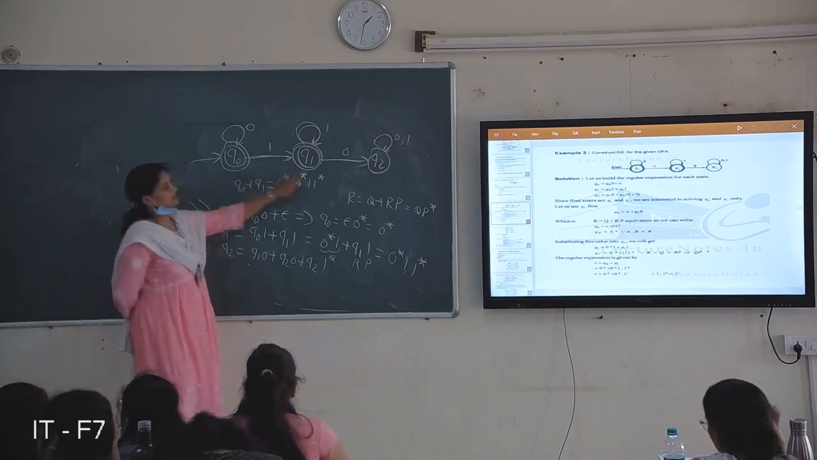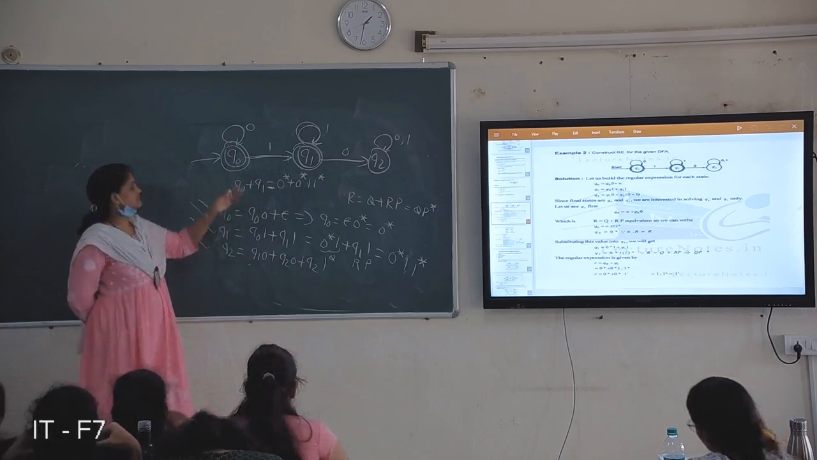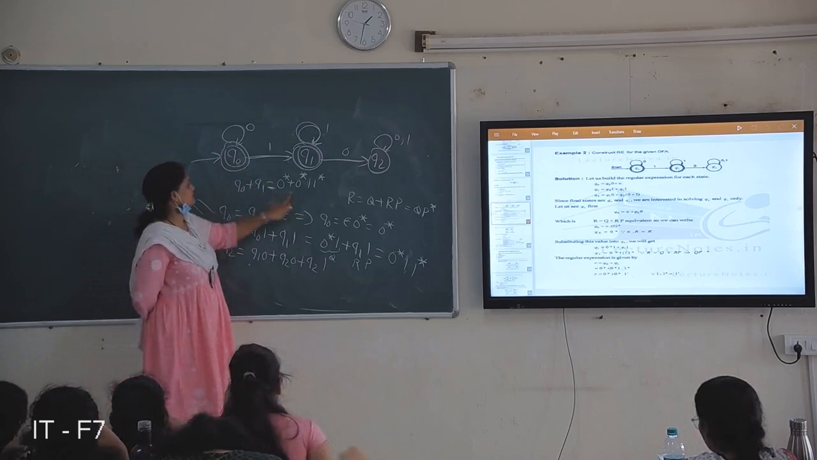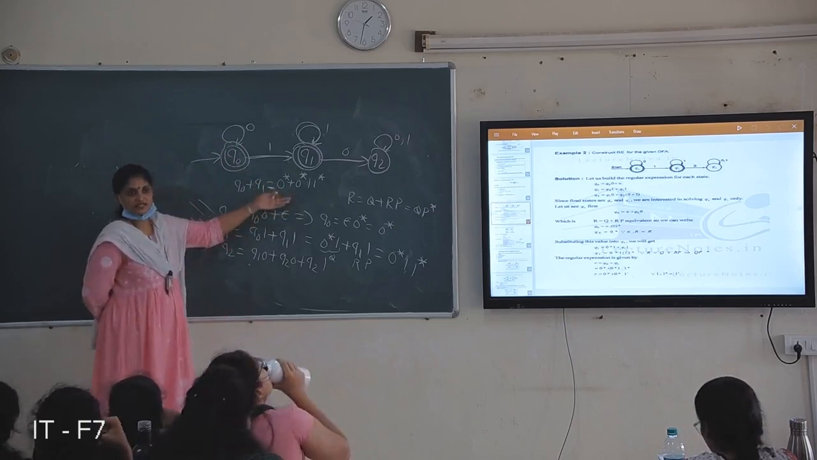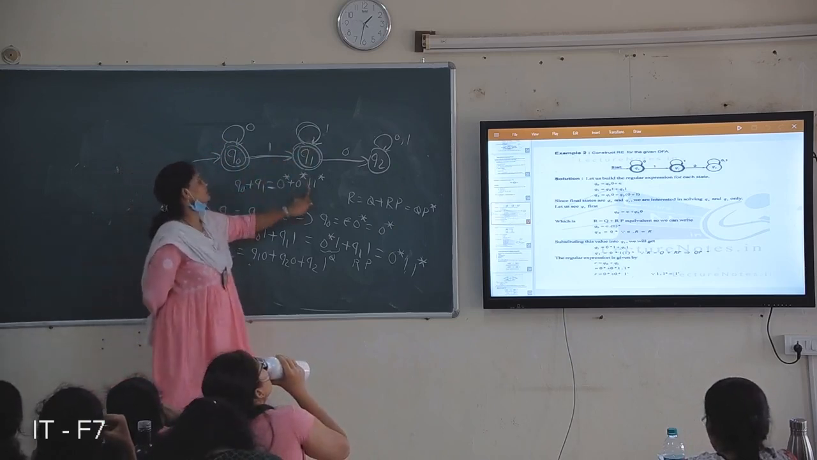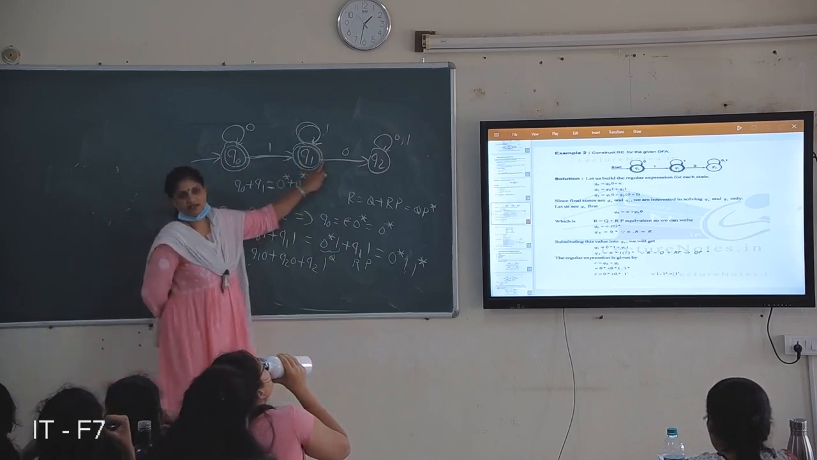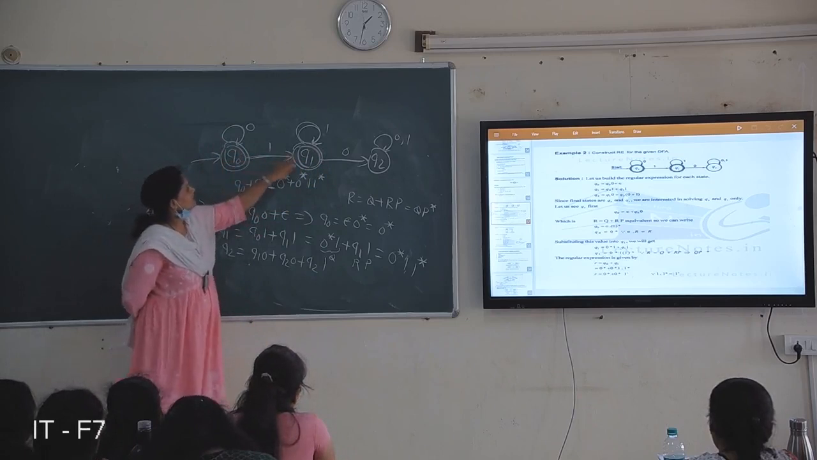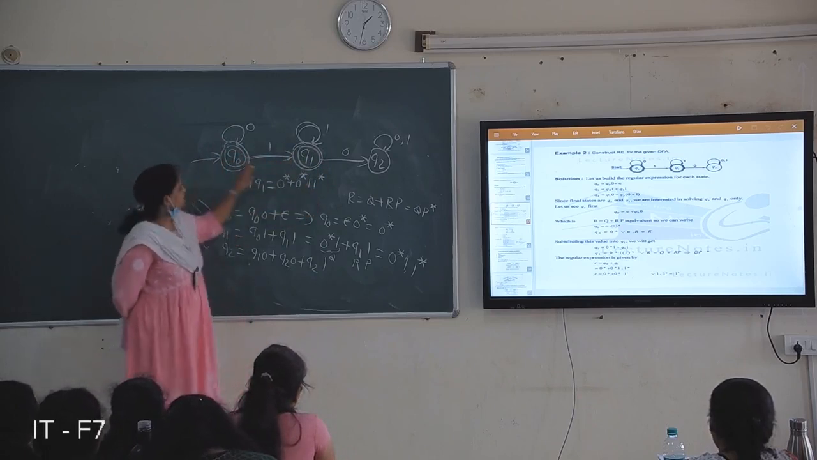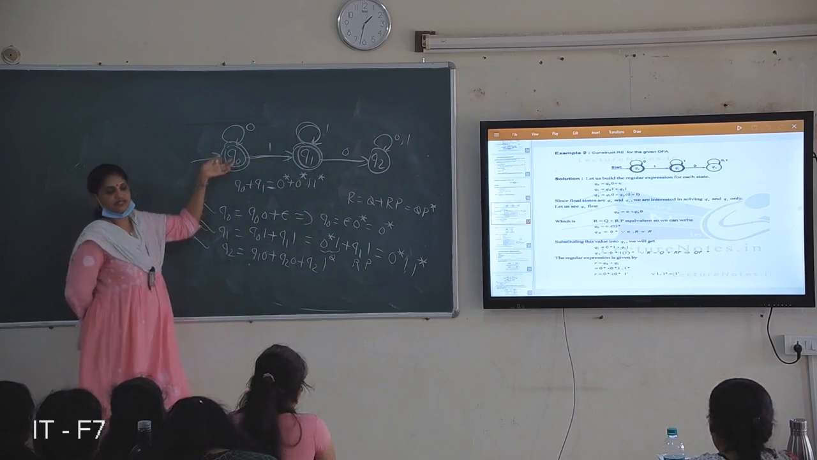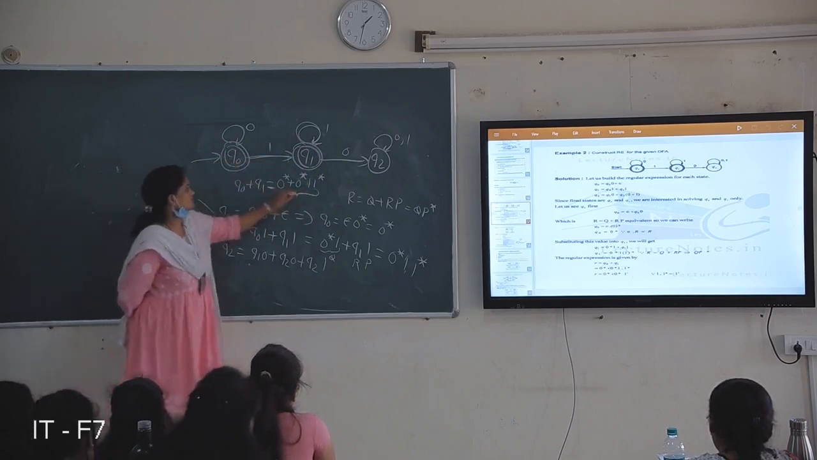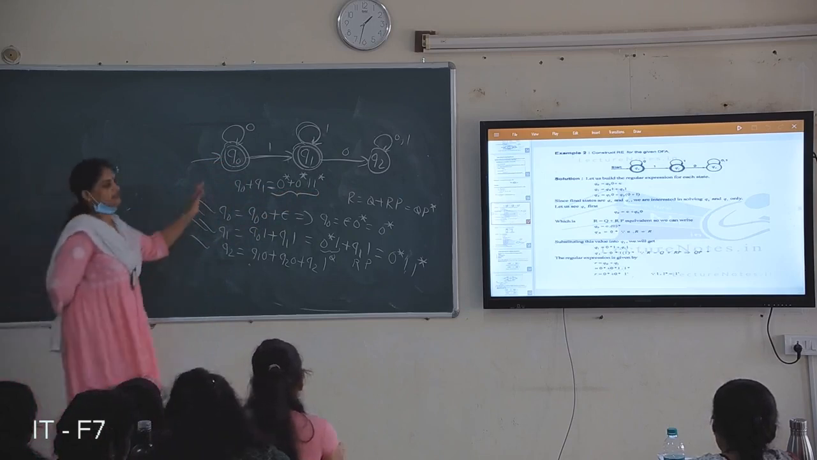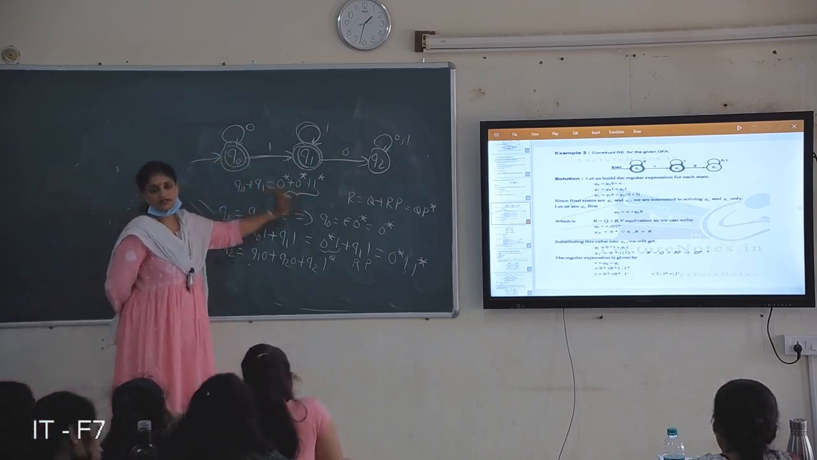So it has two final states. It accepts either 0 star, which means any number of zeros, or 1 followed by any number of 1s. For example, say this is the final state: any number of zeros followed by 1 followed by any number of 1s. And if only this one is the final state, then you can end with 0 star. So in total it accepts that type of thing. Like that you have to convert from finite automata to regular expression.